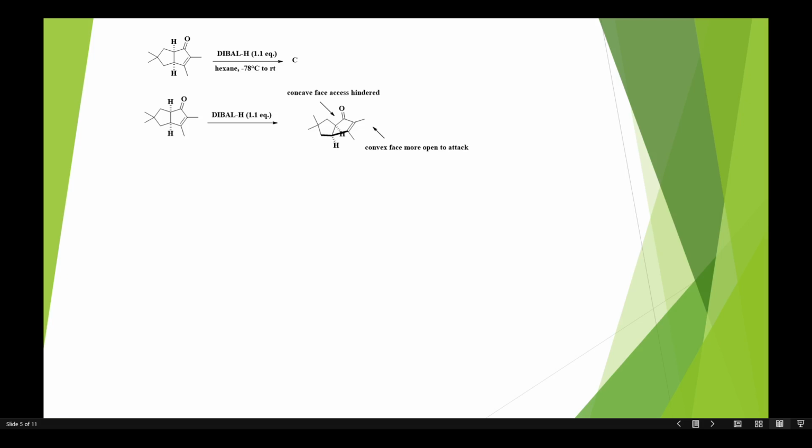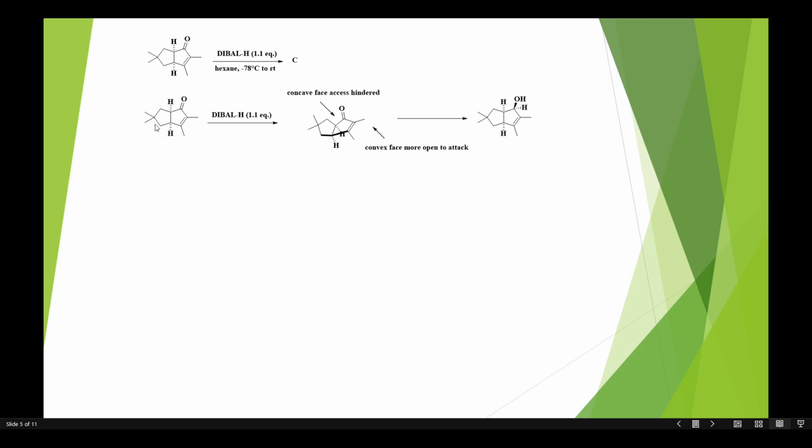Okay, these are the two phases, and from which phase the attack will happen: from the one with less steric hindrance. We have two hydrogens above, and the two ring junction groups are below. So whatever your hydride donor is, the attack will be from the above phase. That is how we get our final product.